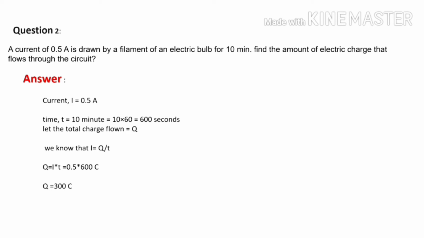Electric charge, you already know, I equals Q by t. Q equals I into t. Just put the value, 0.5 into 600. Q in SI unit is coulomb. So Q equals 300 coulomb. Next problem.